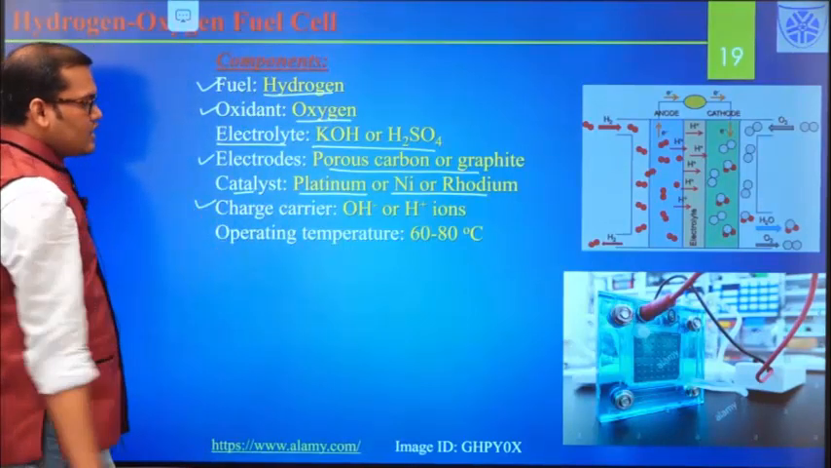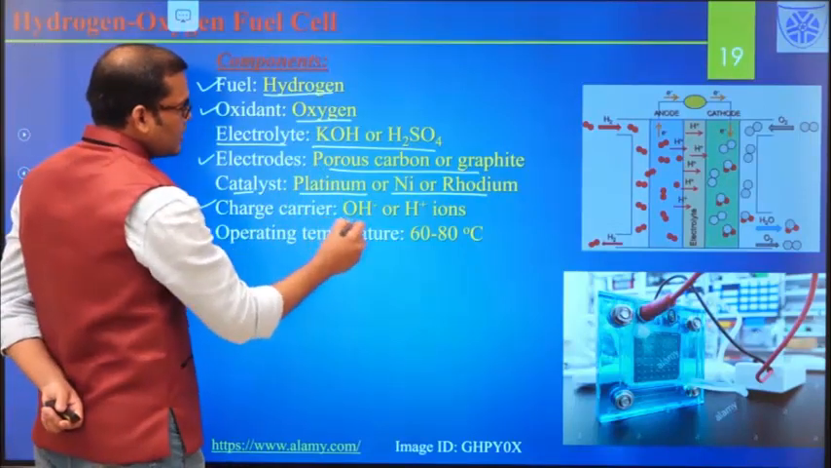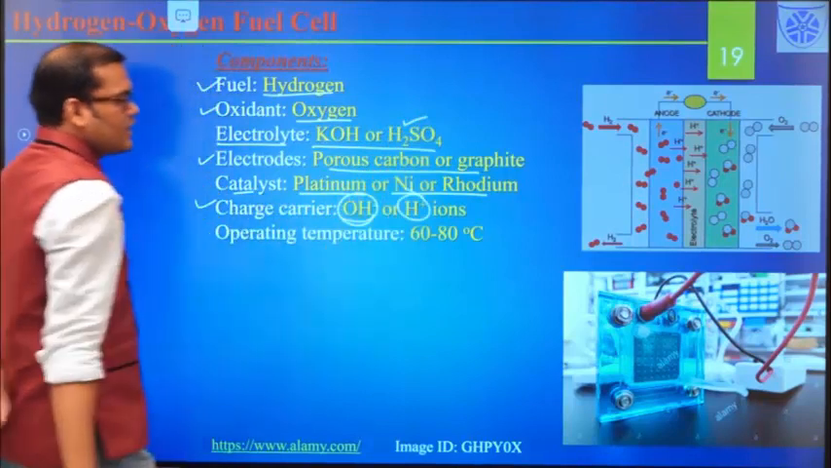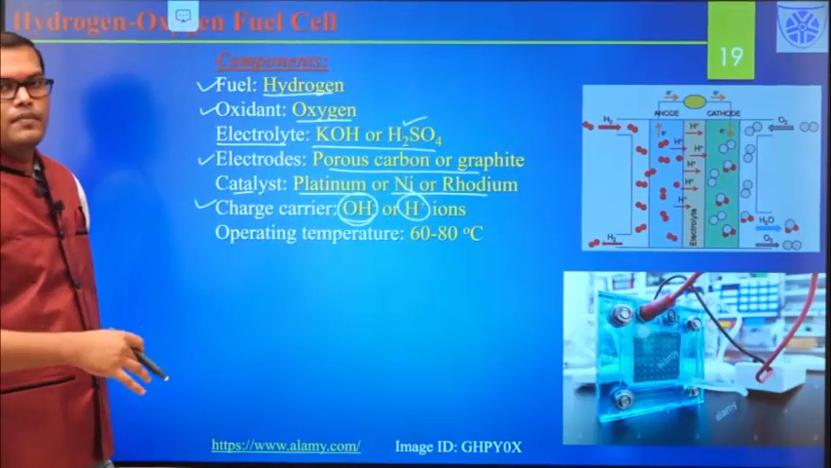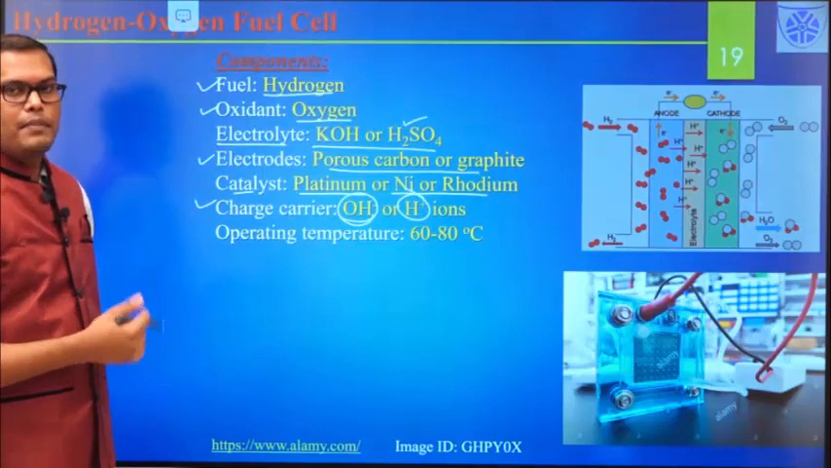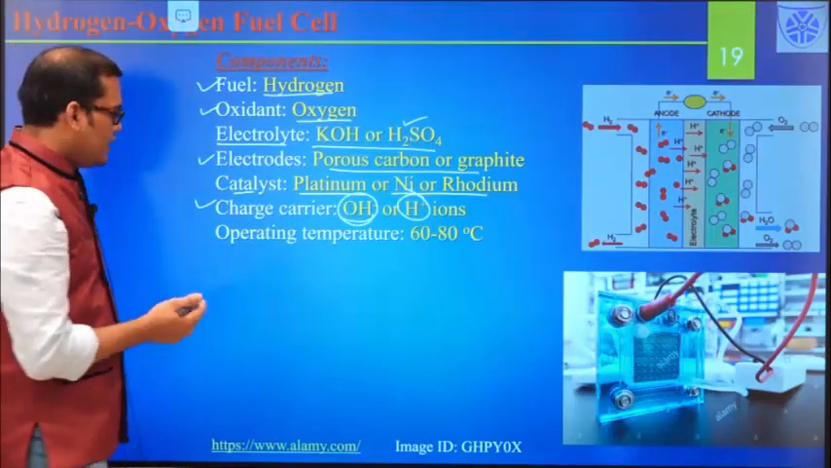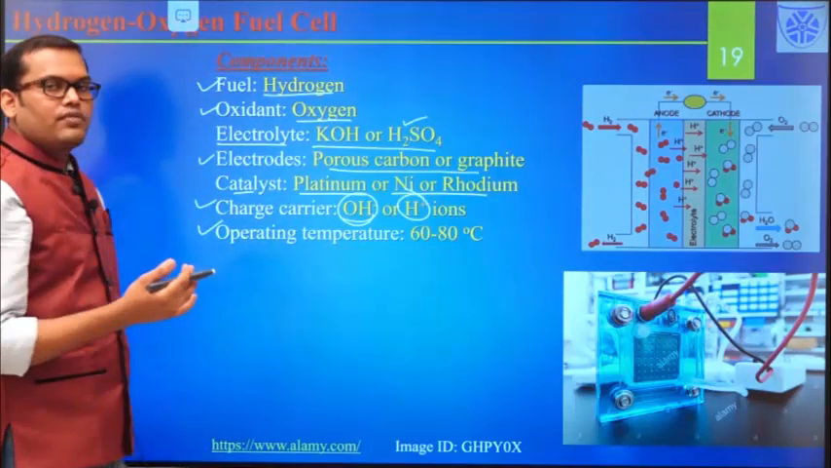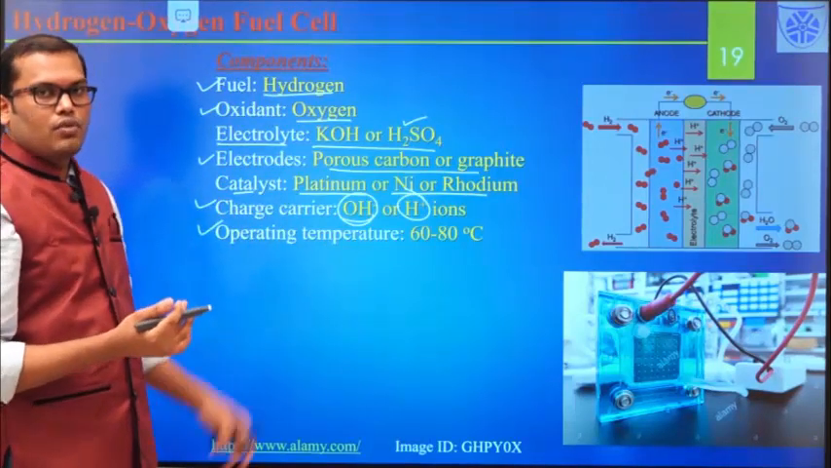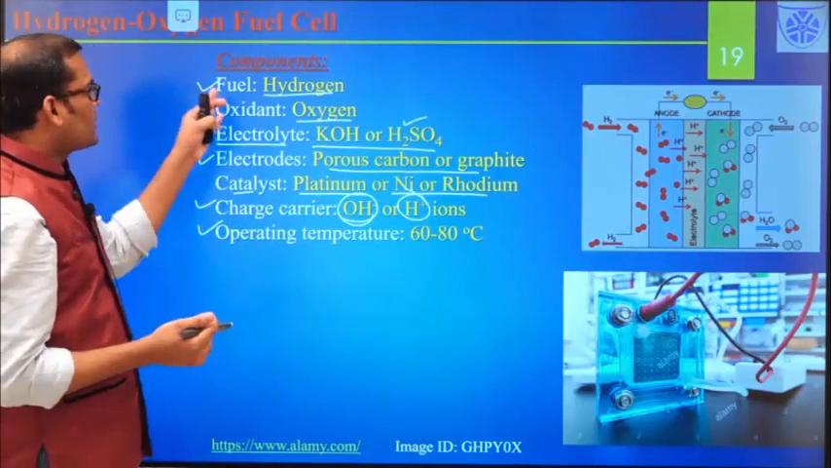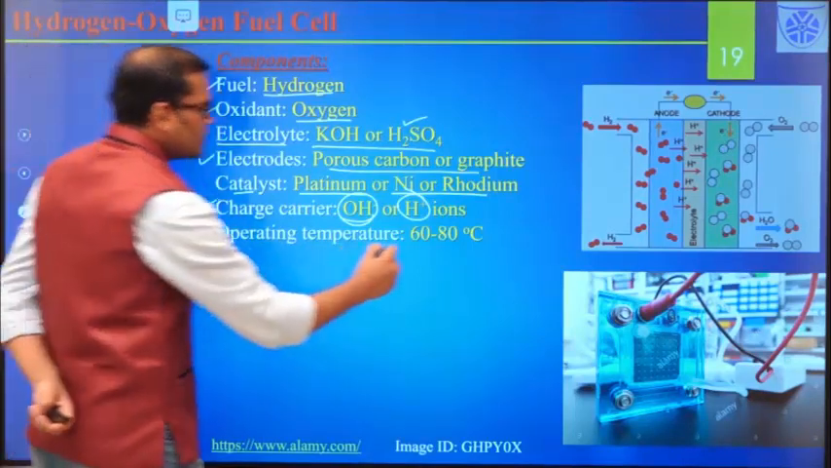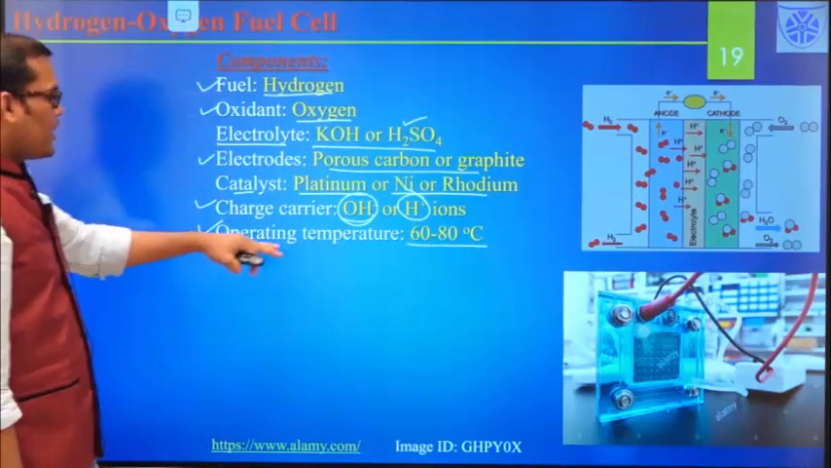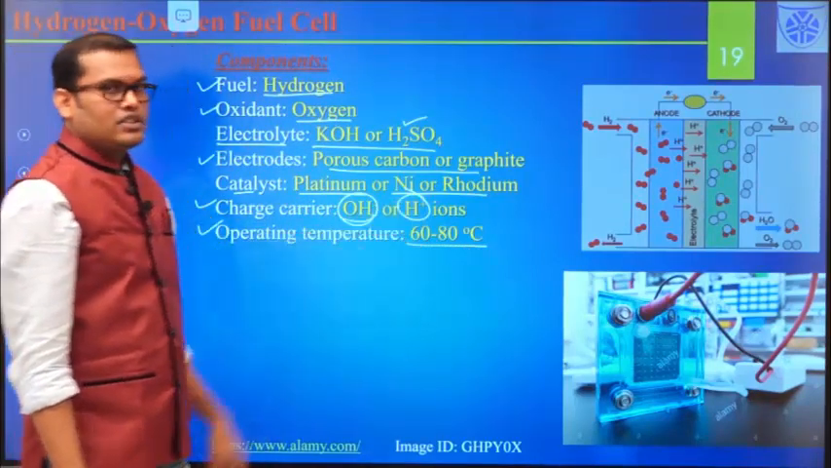Then the charge carriers: if you are using KOH, the charge carrier is OH minus. If you are using H2SO4, the charge carrier is H plus. It diffuses from one electrode to the other depending on the charge. Then the operating temperature: as I told in the last module, different classifications of fuel cells work in different temperature ranges. For example, hydrogen oxygen fuel cells work between 60 to 80 degrees Celsius. These are the basic components and operating temperature of the hydrogen oxygen fuel cells.